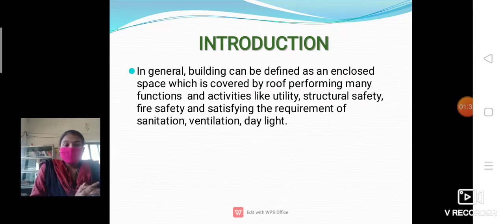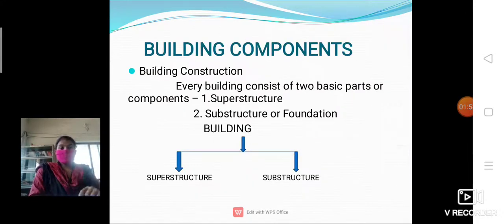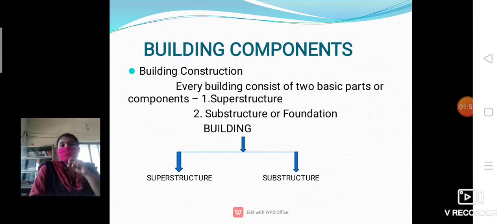So the building performs sanitation, ventilation, daylight, fire safety, structural safety, and utility. These functions are all performed by one structure called a building. The building is divided into two main parts. The first is the superstructure and the second is the substructure.